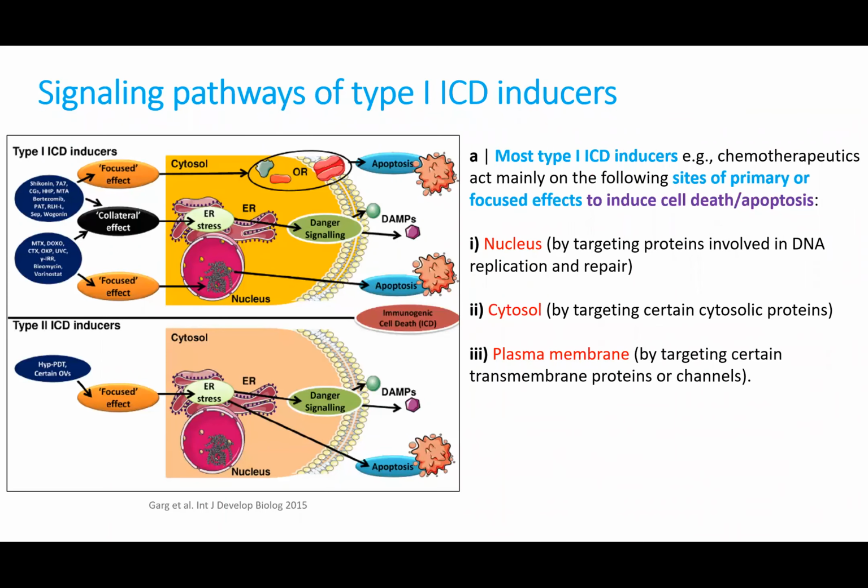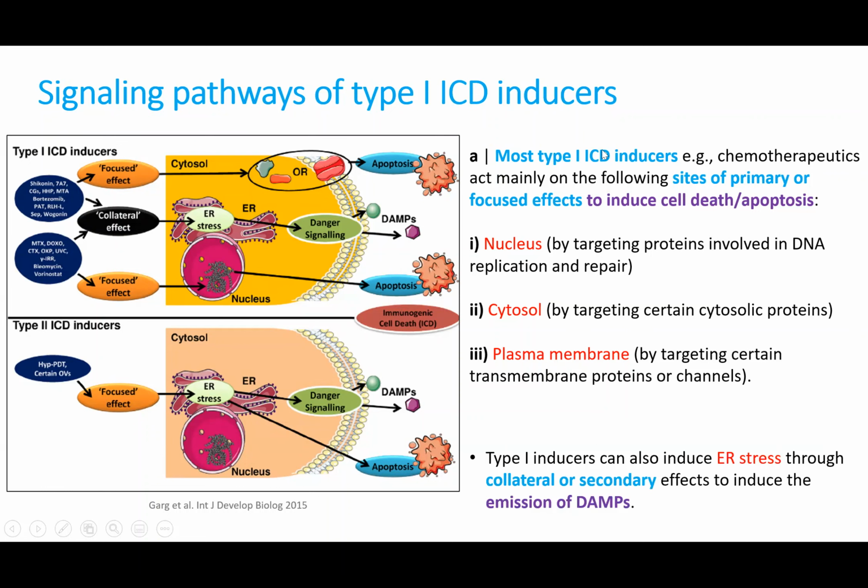We have two types of immunogenic cell death inducers, type 1 and type 2. Type 1 acts mainly on focused sites, the nucleus, cytosol, or plasma membrane, to induce cell death by different mechanisms. For example, those chemotherapeutics can act on the nucleus by targeting proteins involved in DNA replication and repair, or can target certain cytosolic proteins in the cytosol, or certain transmembrane proteins or channels in the plasma membrane. This is to induce cell death.